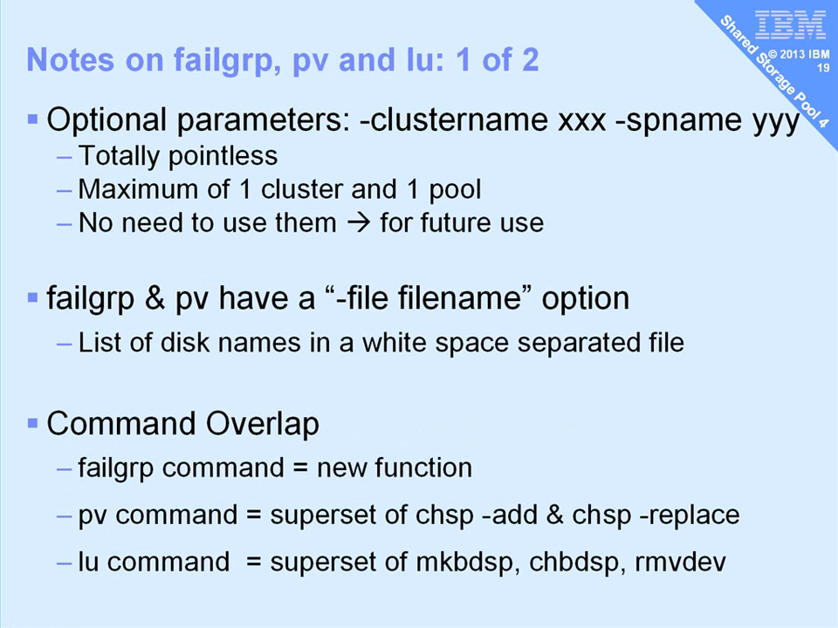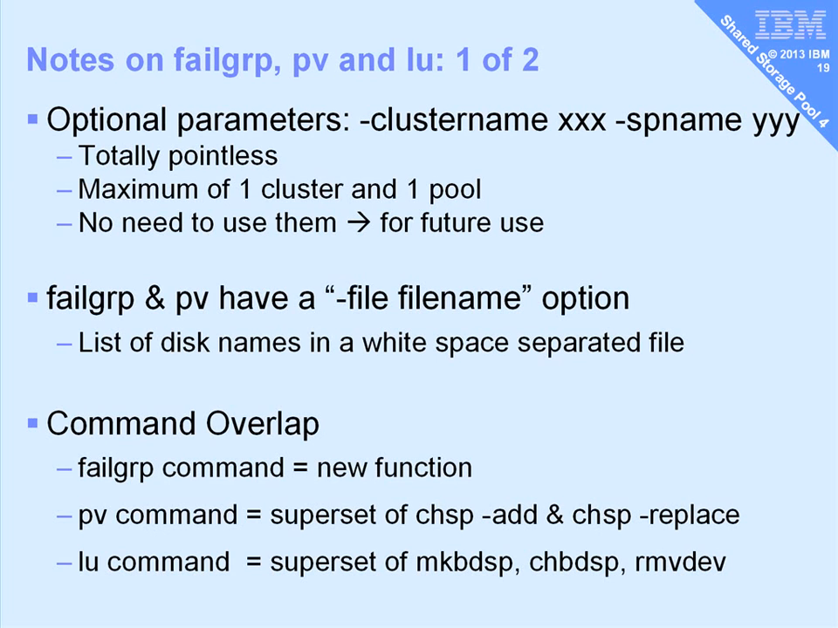The failure group and PV command have an optional -file filename, and in that file would have a list of disk names separated by white space. And if we've got lots and lots of LUNs or hdisks that we want to specify in the command, we could put them into a file and give them that way. For me, I only have about 10 different LUNs that I'm using with my shared storage pool, so I just put them into the command line. That's up to you. Again, I'll leave that option out. If you have massive numbers of LUNs, then it might be worth exploring that option.